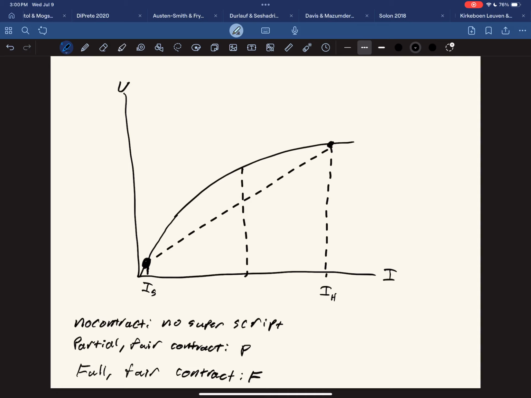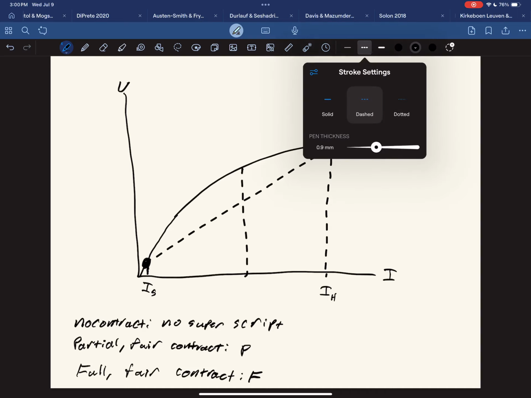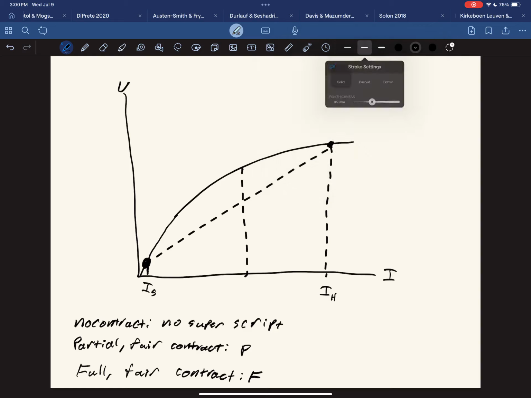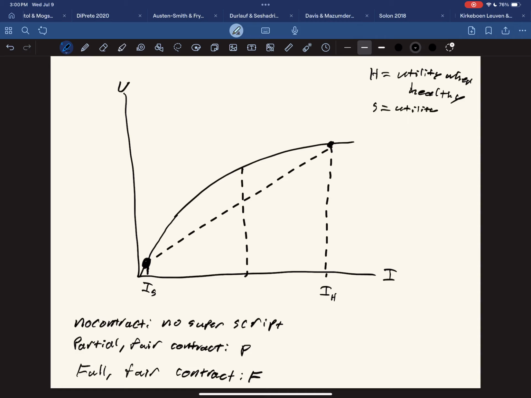So if you get no insurance, I'm going to label the graph as follows. H equals utility when healthy. S equals utility when sick. And A is going to be expected utility.